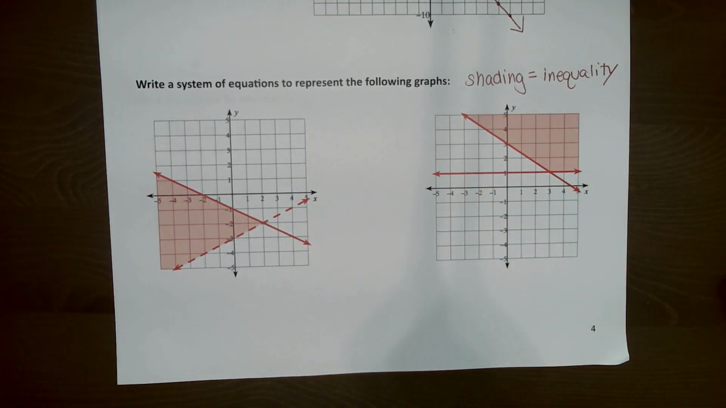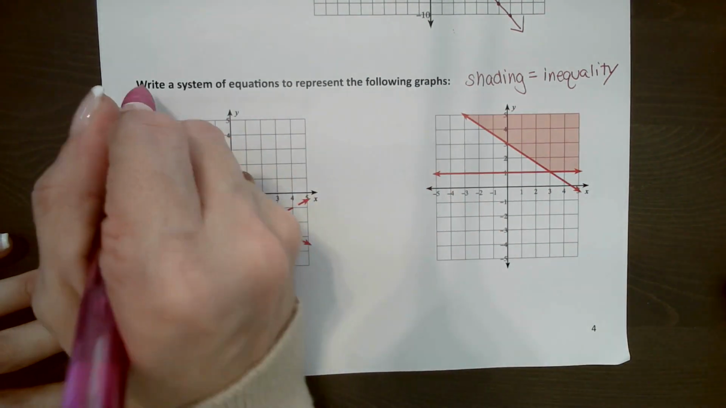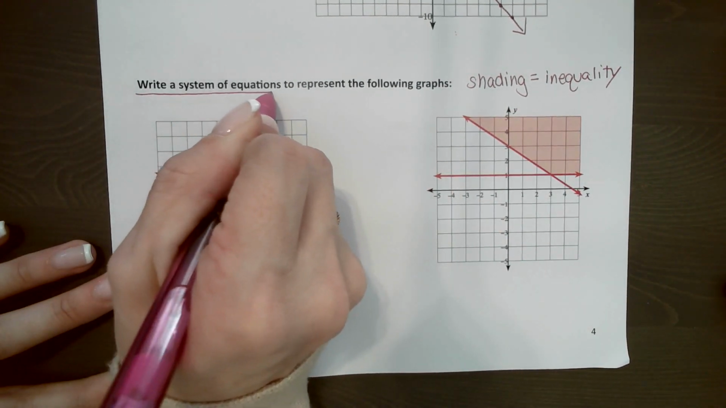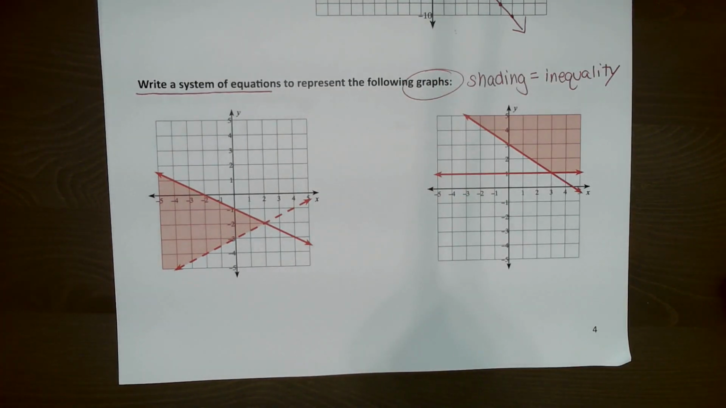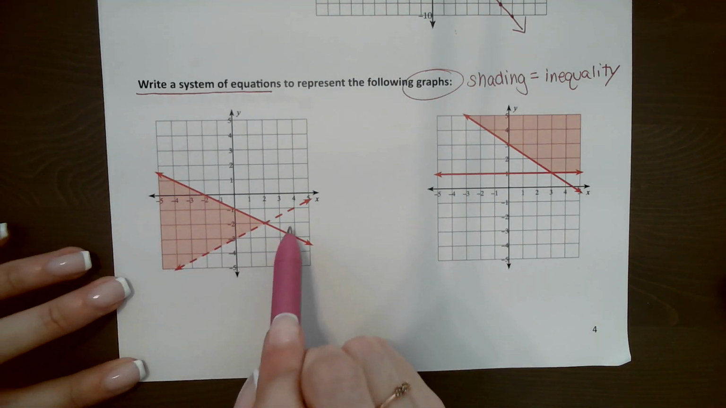Now, when we are being asked to write a system of equations, if they've given us a graph, we're going to basically do the opposite of what we were just doing. Instead of taking an equation and plotting each piece of the equation until we have a line, we're going to take a line and pull out each piece of the equation and write it down. So here's what I mean.